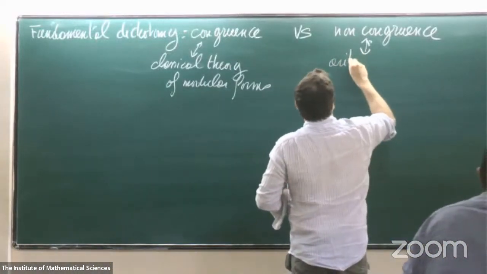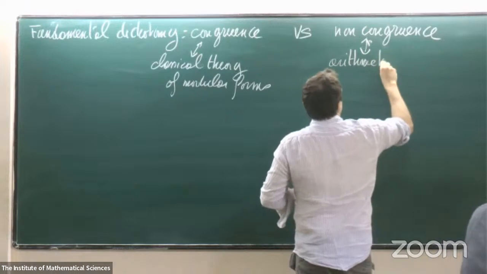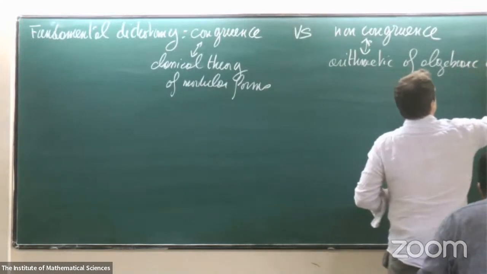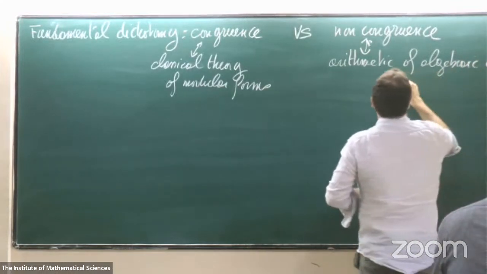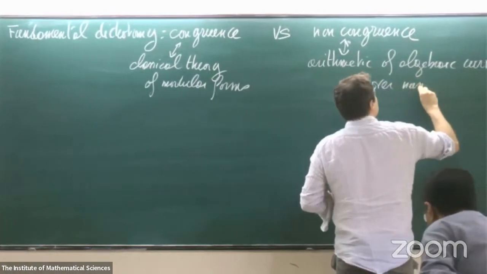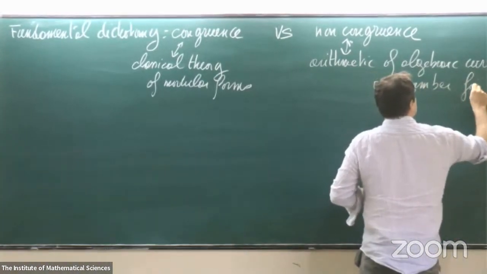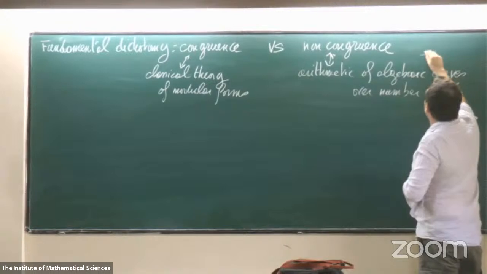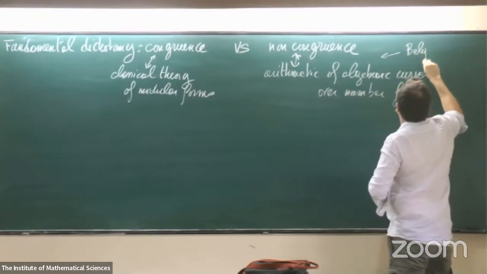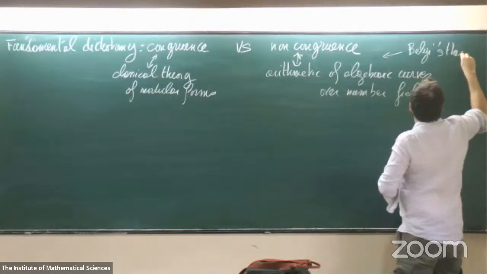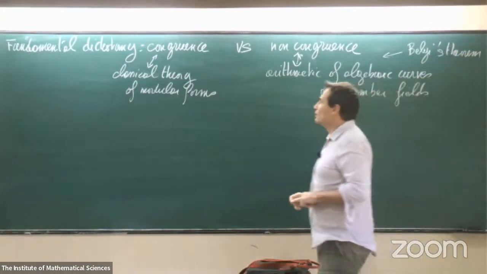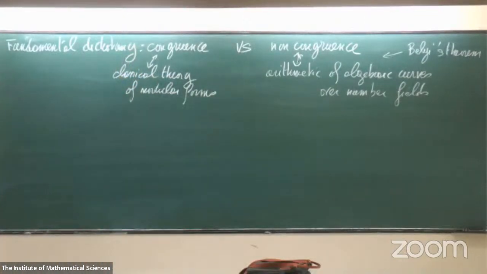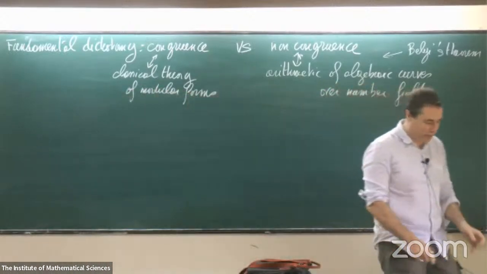Arithmetic algebraic curves over number fields. This connection here is due to Belyi's theorem that I will discuss another day, actually, not today. Today we will focus on the theory of congruence subgroups. And this is what the Manin-Drinfeld theorem is about.